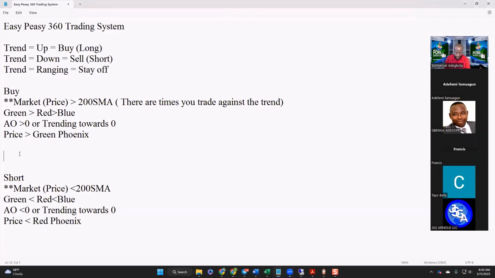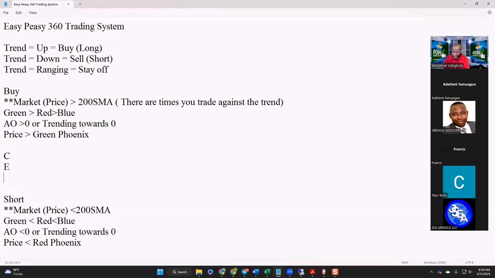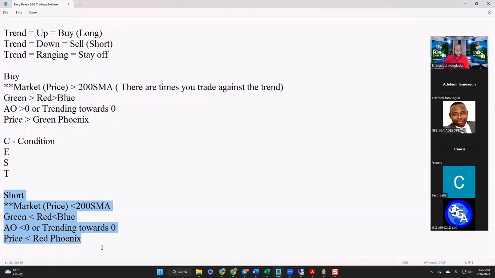Now, every system you trade, you must have that at the back of your mind. What is CEST? We've talked about that: the C, the E, the S, and the T. So what is the C? The C is the condition, and that is what we just listed right here. So the condition to buy is what we list here. The condition to sell is what we list here.